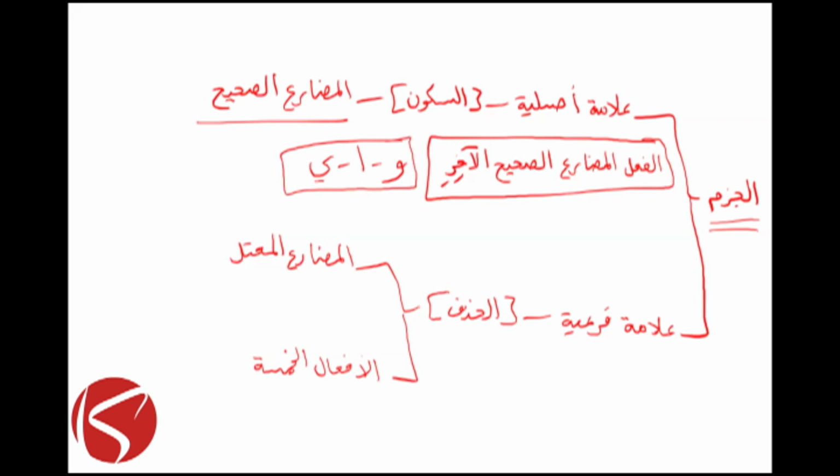A فعل مضارع that finishes with wow, alif, or ya. I call them those Y letters. Any of those three letters, if it finishes with it, it's not called فعل مضارع صحيح الآخر. صحيح means healthy from the end. These are the three naughty letters. If it doesn't finish with wow, alif, or ya, then it's no problem. There's a sukun on it.